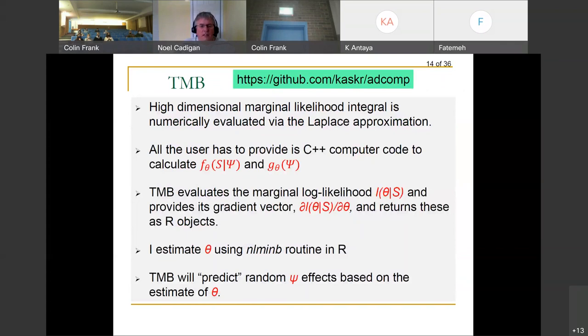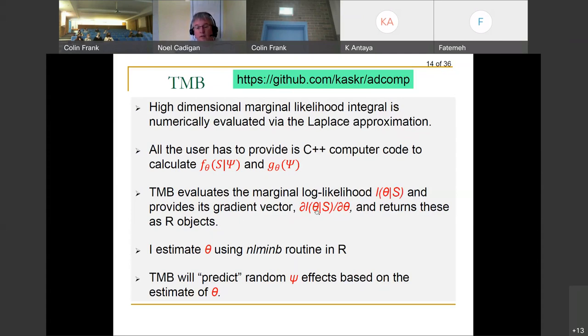I'm not going to spend much time on this. The marginal likelihood is numerically evaluated via the Laplace approximation. All the user has to do is provide C++ code to compute the distribution of the data conditional on the random effects and the distribution of the random effects. TMB evaluates the marginal log likelihood for you, which is a great thing. It also provides the gradient, or the derivative, of the marginal log likelihood with respect to the fixed effects parameter theta, and these are returned as R objects.